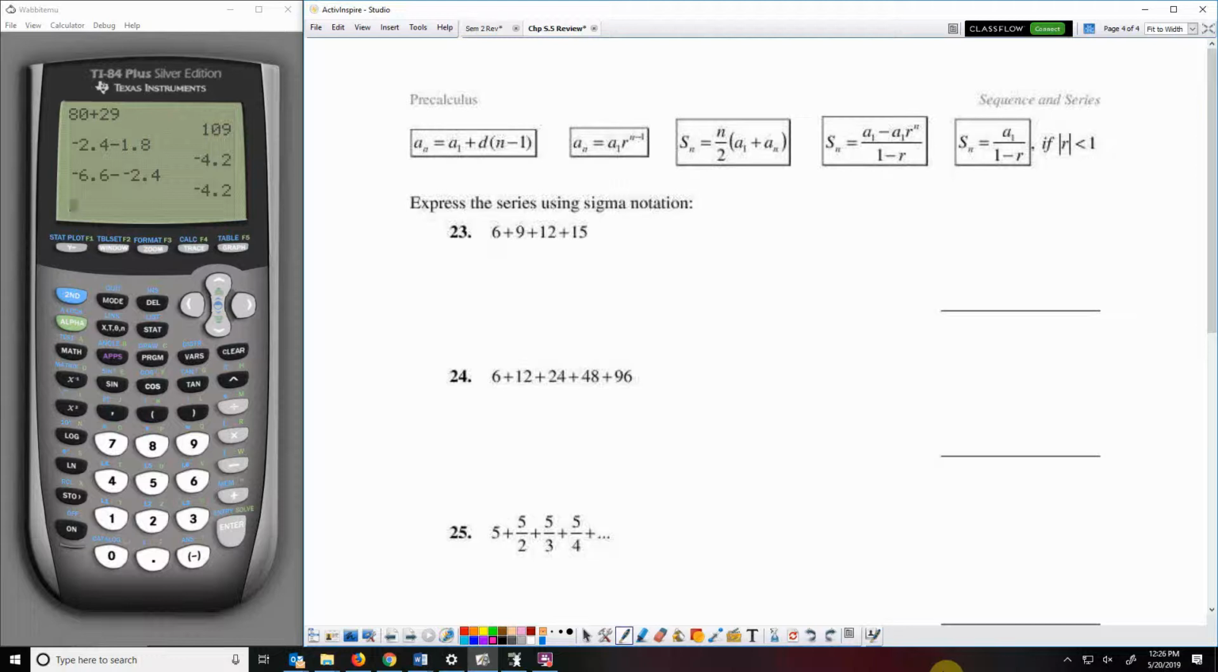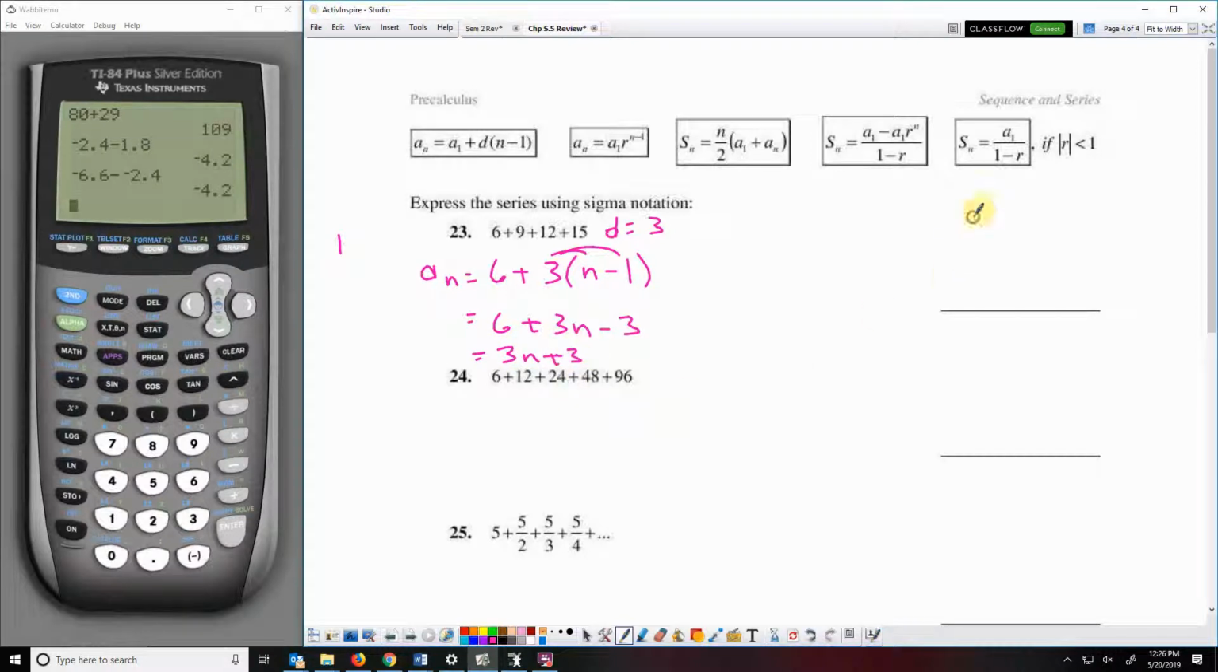We move to the final page of our review, express the series using sigma notation. So in this case, we are going up by 3. There's a common difference of 3. So we're going to use formula 1 for an expression for this series. So a sub n equals the first term plus the common difference times n minus 1. So distribute: 6 plus 3n minus 3. So that is 3n plus 3.